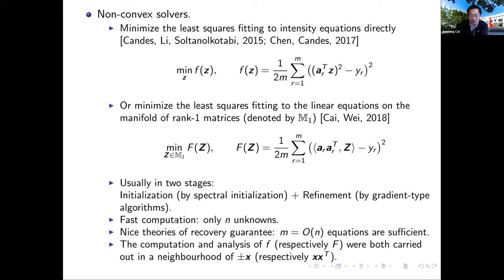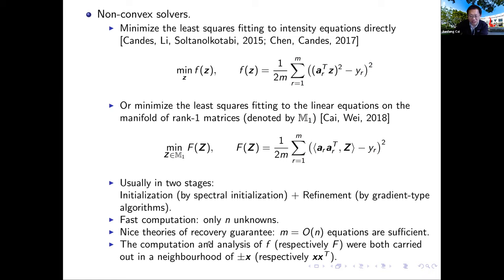The advantage of this non-convex optimization is that the computation is very fast. We have only N unknowns here, though we have N squared unknowns, because we are in this rank-one manifold. So they can be parameterized by order of N unknowns, so all the computation is very fast. And also, there is a nice theory of recovery guarantee. Usually M equals order of N equations are sufficient for those algorithms to find the global minimum.